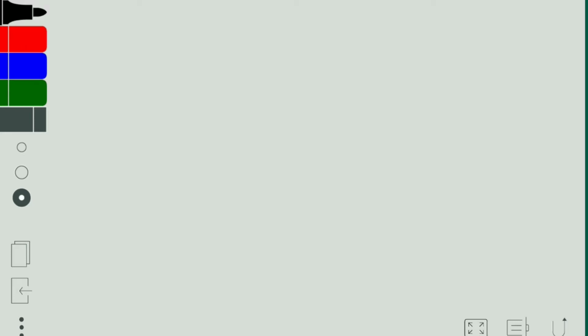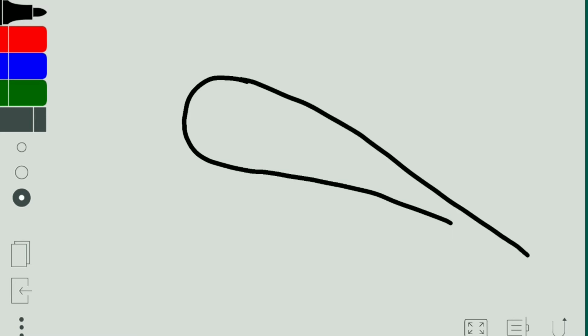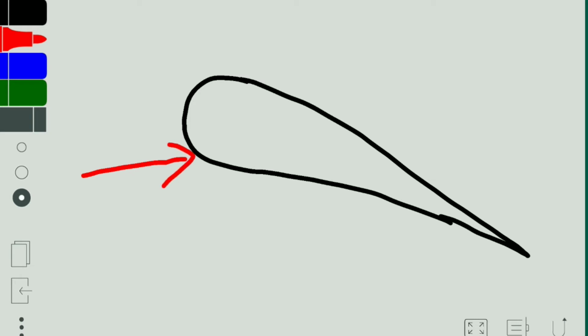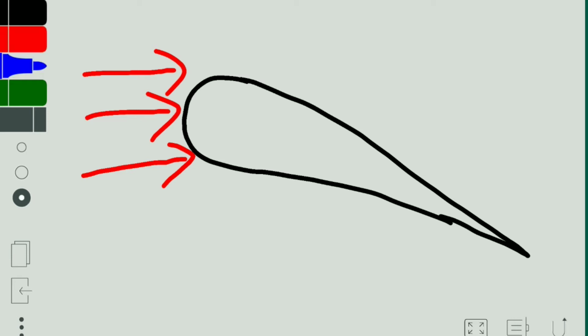Now, drawing an airfoil, which is at a suitable angle. Now, we have a relative airflow. Okay, this is the airflow.